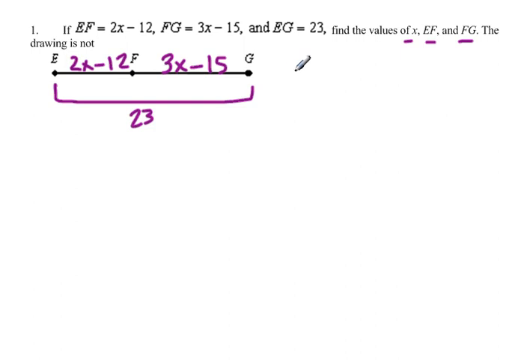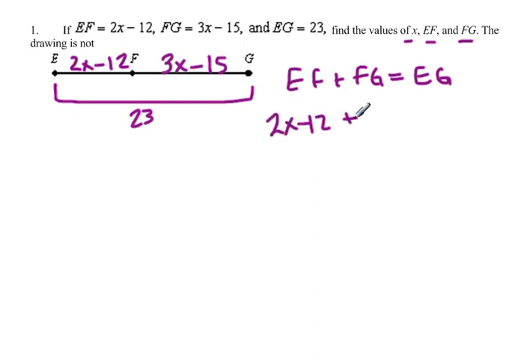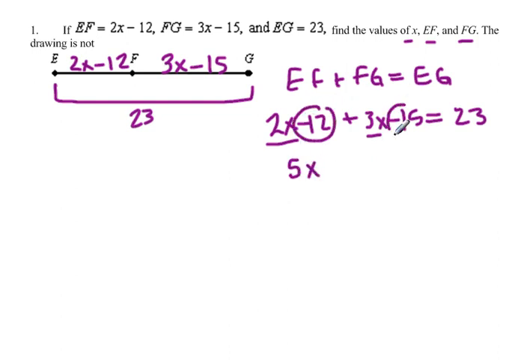Now, by segment addition postulate, we know that EF plus FG is equal to EG. All that tells me is the 2 parts added together equal the whole. So I can substitute in 2x minus 12 plus 3x minus 15 equals the whole thing of 23. So from here we're solving for x. Solve the equation for x. 2x and 3x gives me 5x. A negative 12 and a negative 15 gives me a negative 27 equals 23.